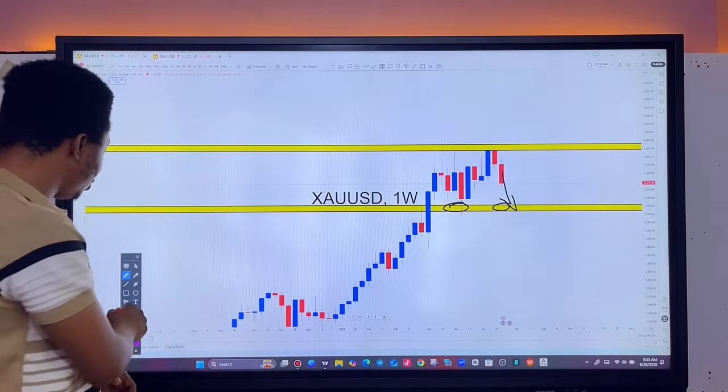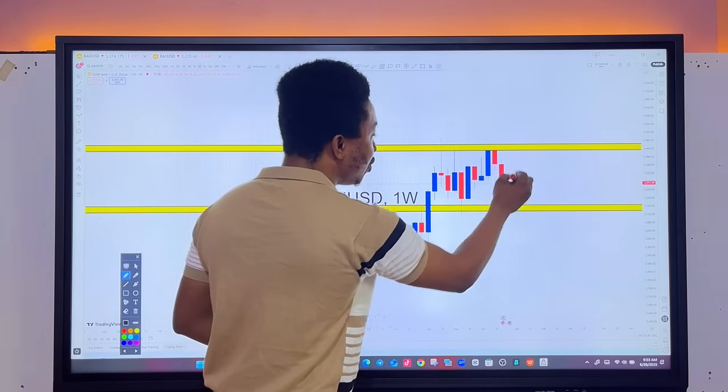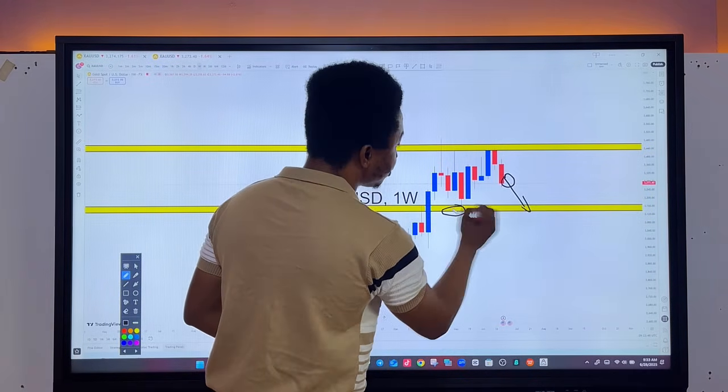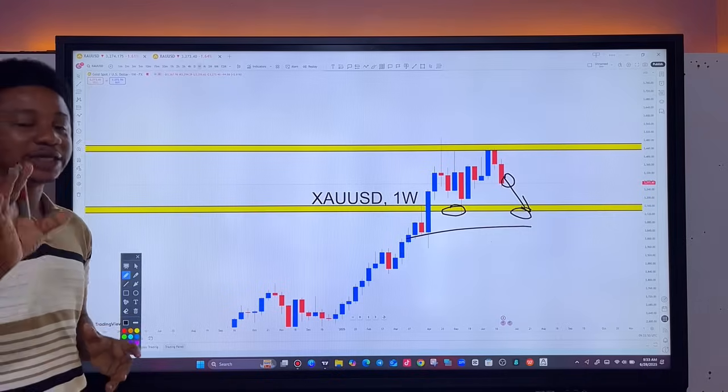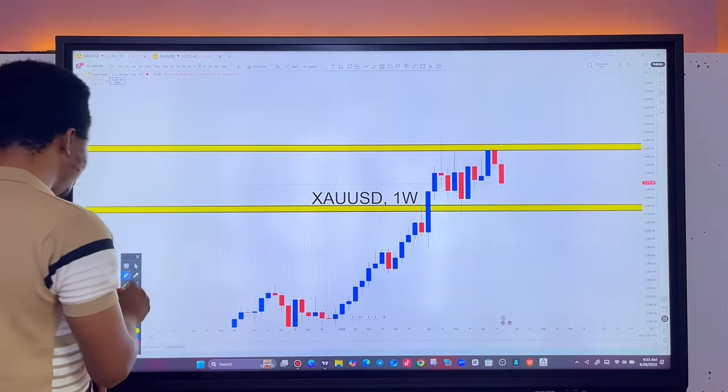So gold, what are we going to do? We are going to find selling opportunities only before price reaches this support level. All right, how do you pick the selling opportunities? Let's take it again to the daily time frame where we can add more meaning to this analysis.